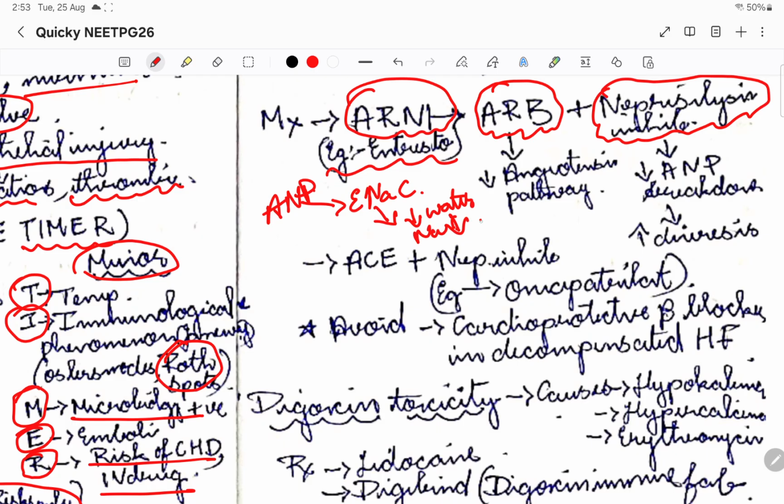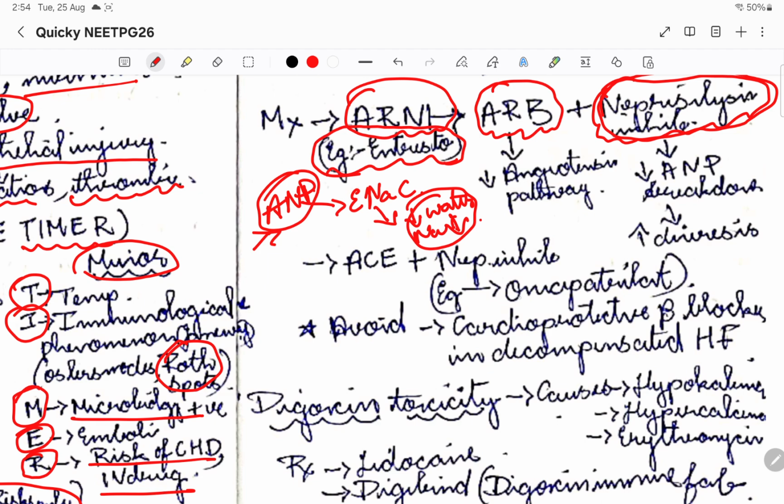But there is degradation of ANP happening. To reduce the degradation of ANP and increase the water and sodium flow out of the body, there is something called a neprilysin inhibitor. Neprilysin is what is causing the ANP degradation. So if we inhibit neprilysin, we are going to stimulate ANP more, right? So that will throw the water and the sodium out and reduce the symptoms of heart failure. So this is the mechanism of action behind ARNI. Please remember the example, that is Entresto. There is one more drug.